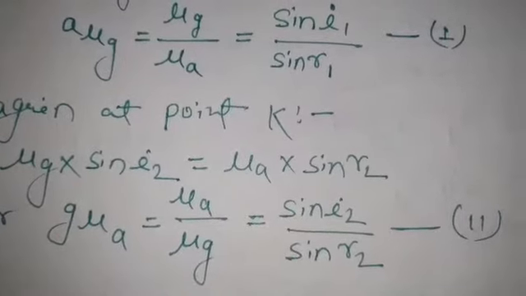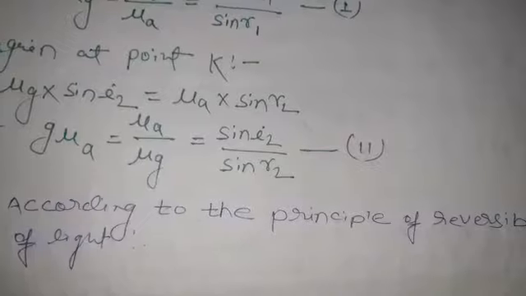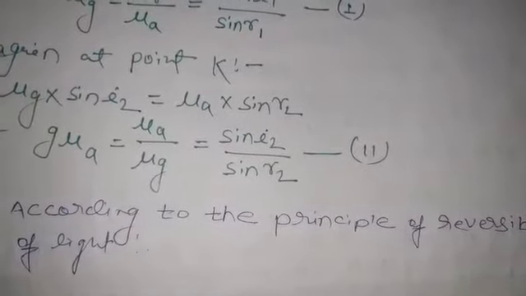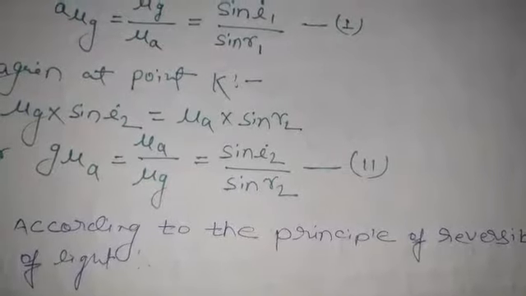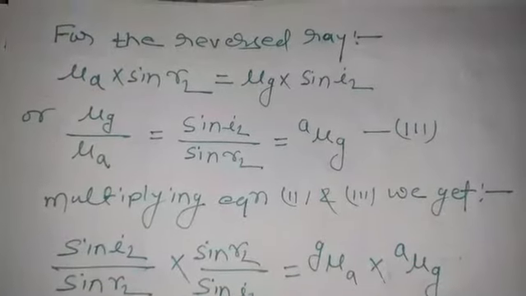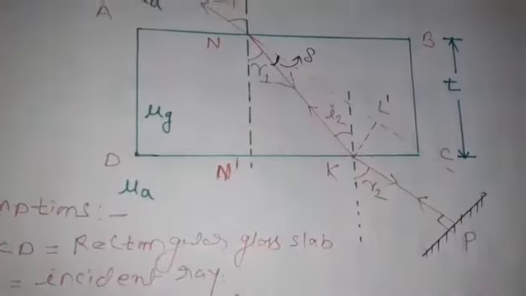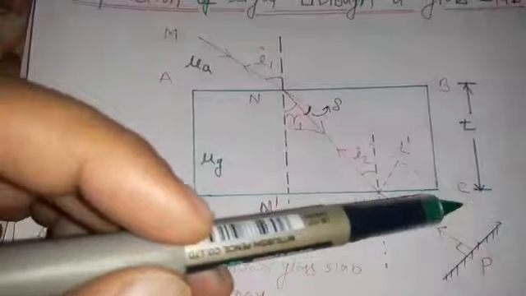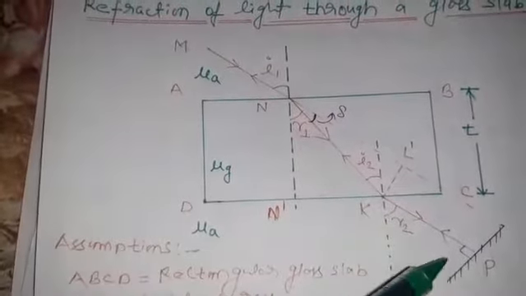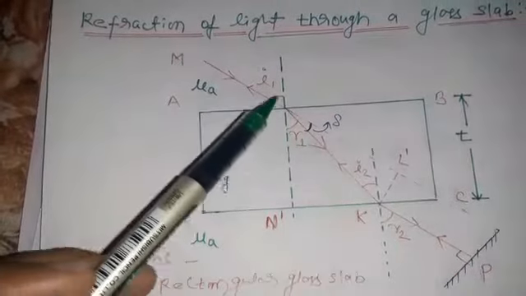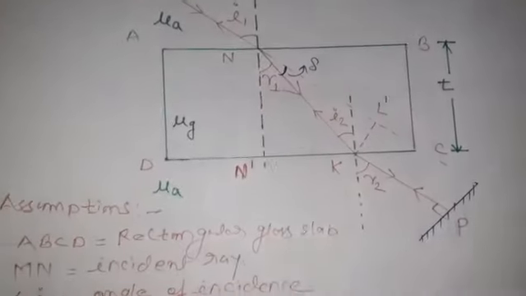Clear? According to the principle of reversibility, which we have discussed in the last lecture. According to the principle of reversibility, for the reversed ray, if I put a mirror in front of this refracted ray, the ray will return back following the same path.